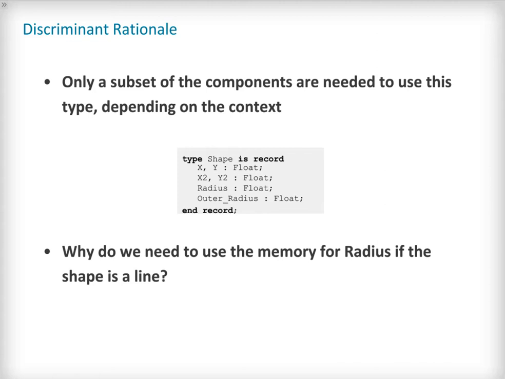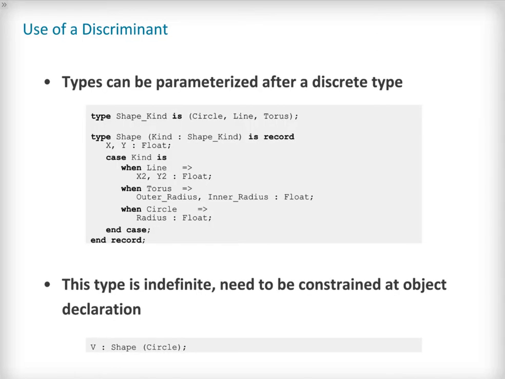It's actually even worse than that. If an instance of shape is aimed at being used as a line, then radius and outer radius should not be used. So not only am I using extra memory, but by allowing people to use those fields, I'm letting them make mistakes. So let's see how we can improve the situation here. It is possible to create a parametric type, a type with discriminant, saying that the components of the type will vary depending on the value of this discriminant.